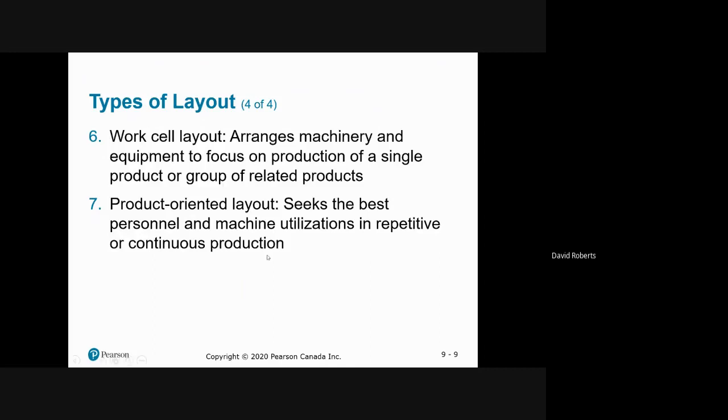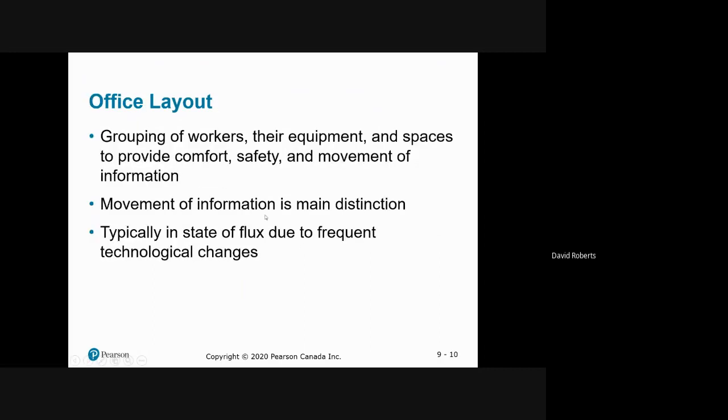And then product oriented, you can see where you bring it's for a continuous process or repetitive process. So an assembly line would be an example. Office work layout, I've already mentioned, where the workers congregate around the equipment and the spaces.